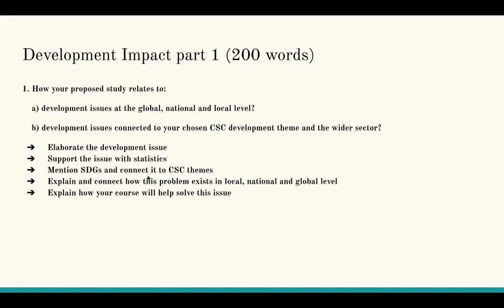And the statistics will already help you convince the panel that the problem does exist in the local, national, and global level. And the last thing you have to say is how your particular course is going to help you to solve that issue. So this also needs to be written. It means that you have to mention the name of the particular course you're applying to.